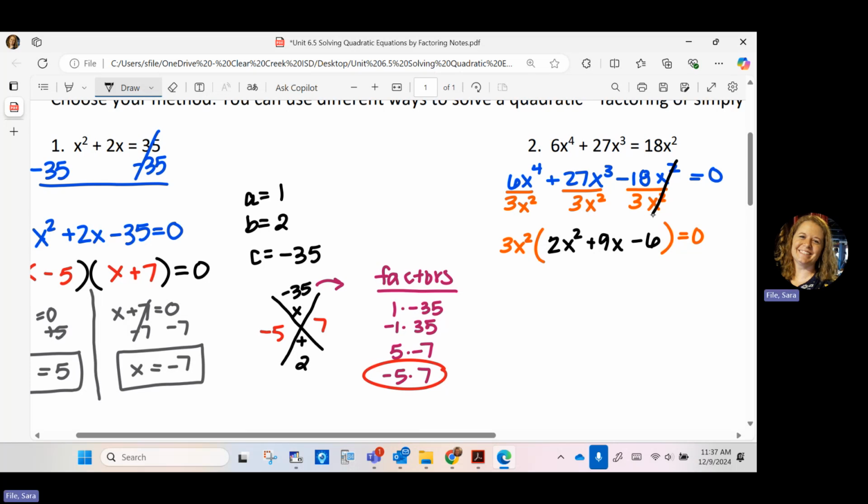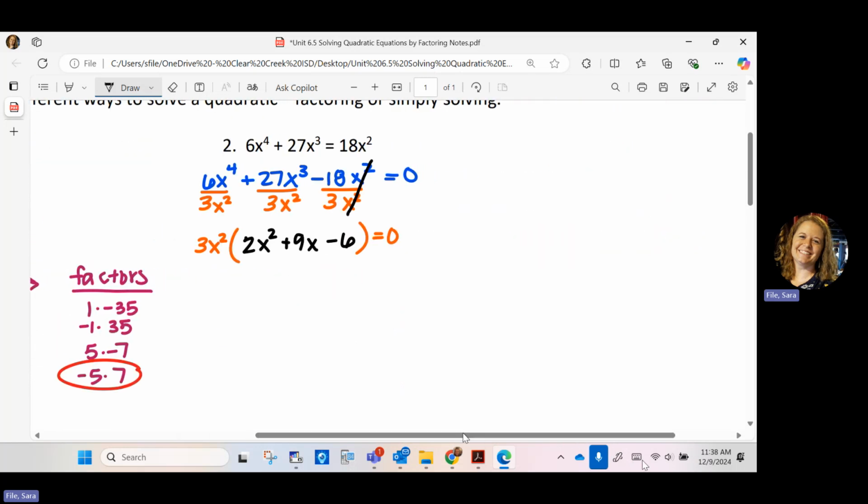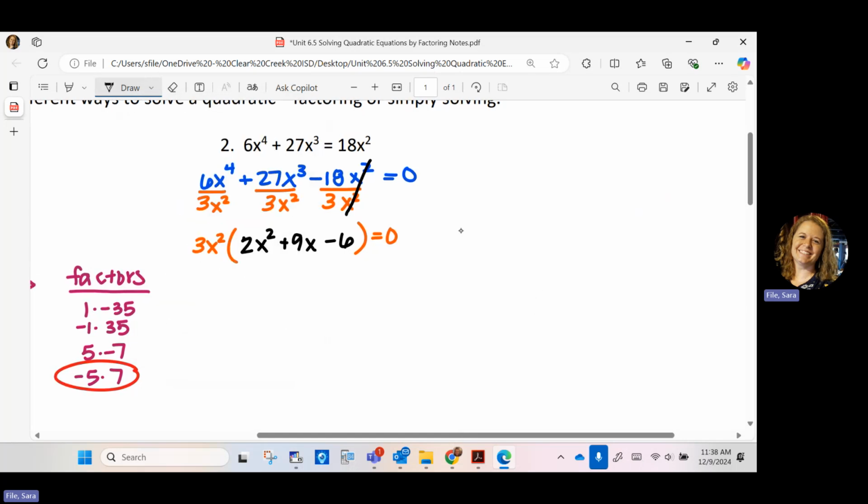Okay, so I've done that factoring. So that's going to make my factoring of this trinomial that much easier. What's in black is the trinomial. So I'm going to identify A, B, and C. A is the 2, B is the 9, and C is the negative 6.